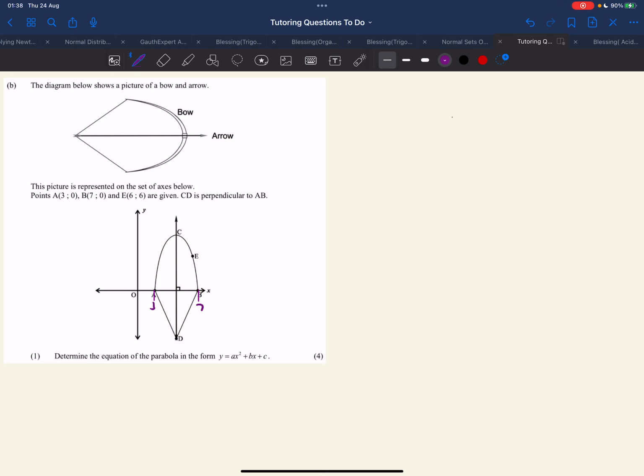Then they say that E is 6, 6, right? So E is 6, 6, all right? And then they say that CD is parallel to AP. Now in question 1, they say that determine the equation of the parabola in the form y equals ax squared plus bx. Now for you to actually determine a parabola, there's two ways to do it.